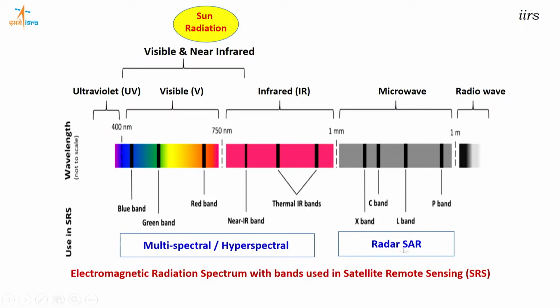Microwave remote sensing satellites are another type of satellite which we are not studying today, but these satellites are mainly used when the sun is not available, like in Kharif season. When cloudy weather is there, we do not get the picture from optical remote sensing satellite data. So in remote sensing, we talk about the electromagnetic radiation spectrum with bands used in remote sensing data.